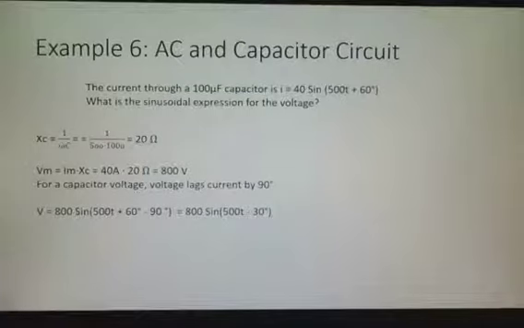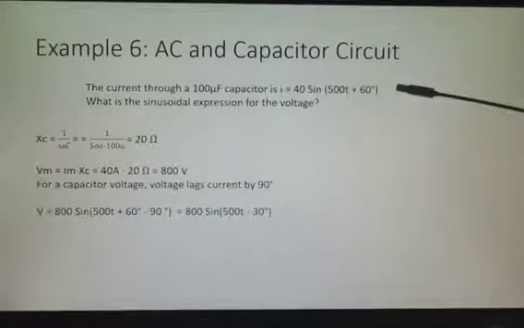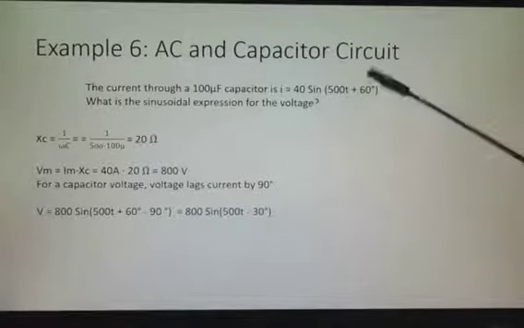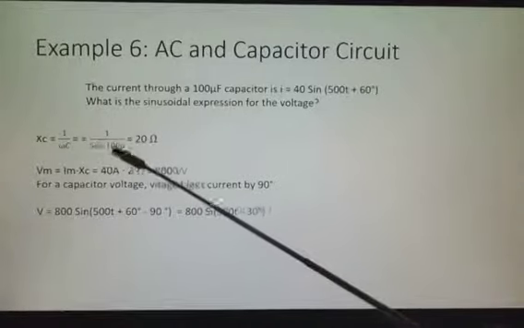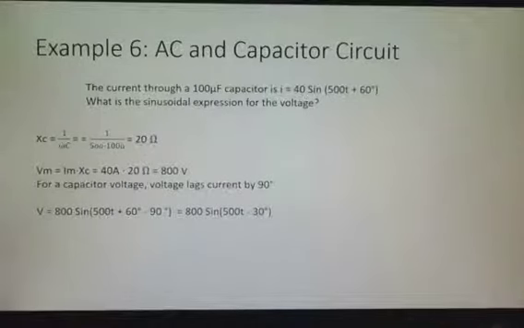Let's do another capacitor example. 100 microfarad capacitor, the current given here is 40 sine 500 T plus 60 degrees. First of all, we're going to find X of C. So we'll plug in the angular velocity times the 100 microfarad. If I do our math right, it's 20 ohms.